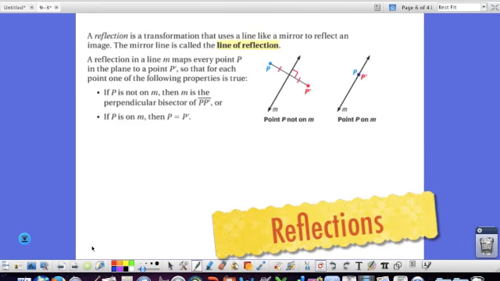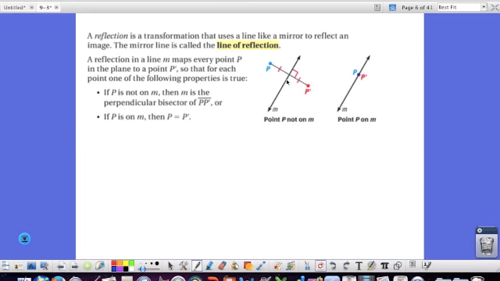A reflection is a transformation that uses a line like a mirror to reflect an image. The mirror line is called the line of reflection. A reflection in a line M maps every point P in the plane to a point P prime, so that for every point one of the following properties is true. If P is not on M, then M is the perpendicular bisector of PP prime. You can see that drawn there.